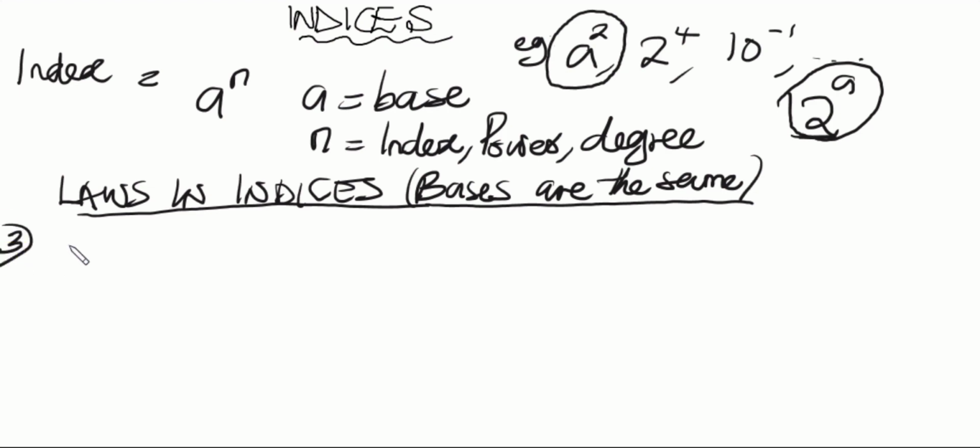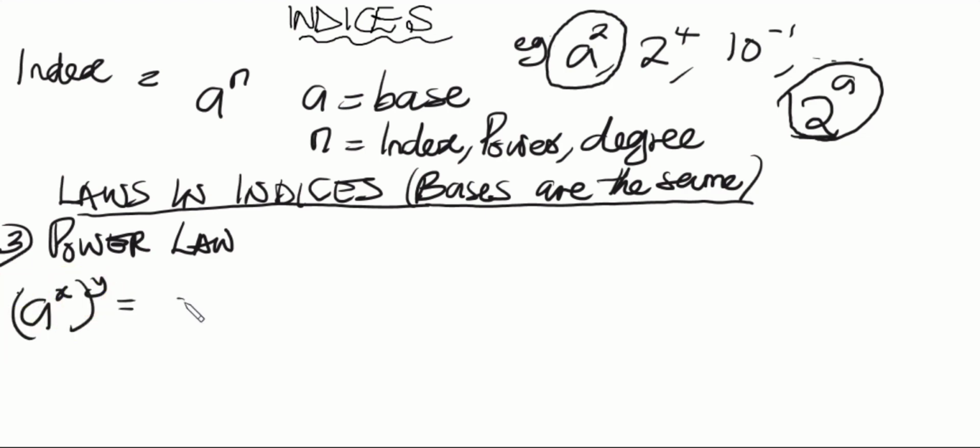The next law we're going to look at is what we call the power law. Please take down all these laws because we're going to be using them. The power law states that if we have an index number a raised to the power x, now raised to another power y, it is going to be equal to a raised to the power x times y, which is a raised to the power xy. You multiply the powers. That's the power law.